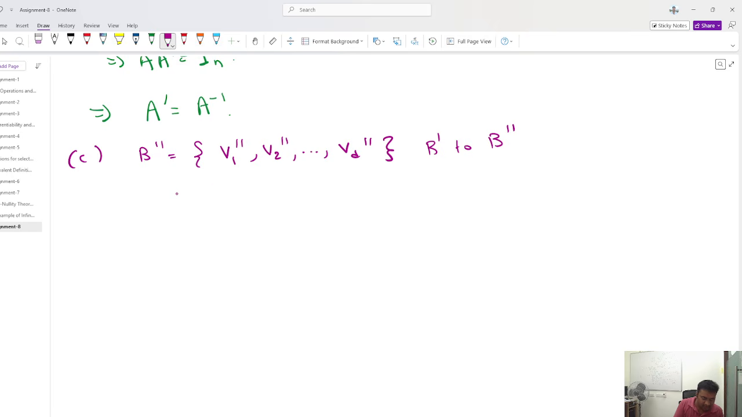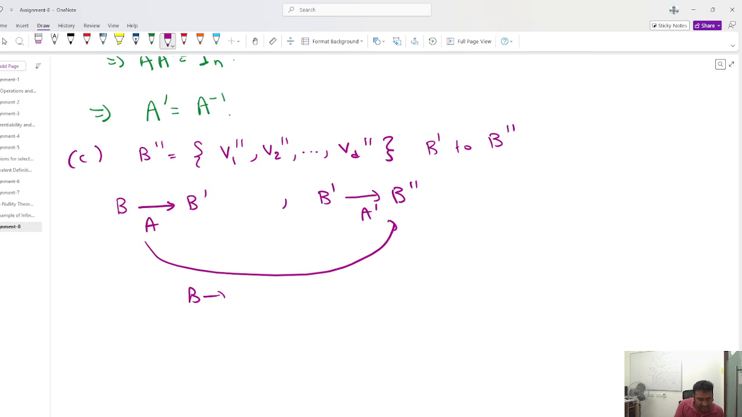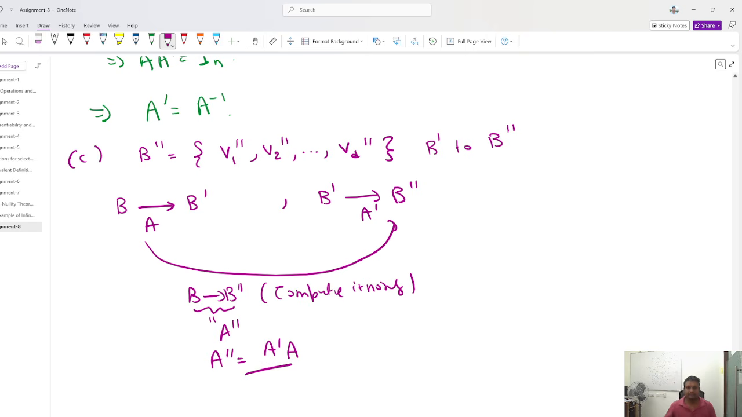What you are saying is, you have a matrix from B to B prime, you're calling it A. You have a matrix from B prime to B double prime, you're calling it A prime. So you will get a matrix from B to B double prime using that. You can also compute it normally. Say this is A double prime. A double prime must be A prime into A. That's all you have to do.